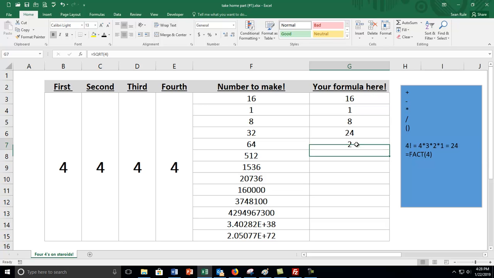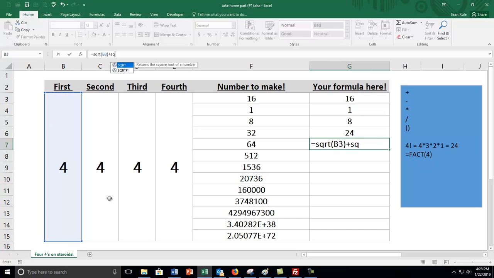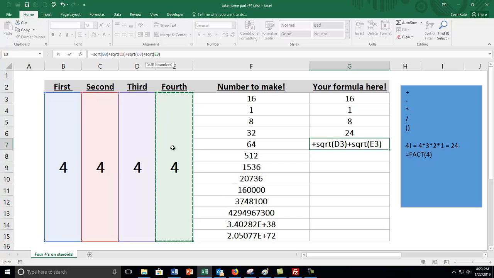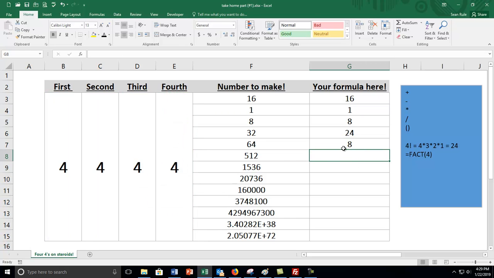So if you're feeling clever, you could realize that you could actually add the square root of that 4 plus the square root of that 4 plus the square root of that 4 plus the square root of that 4. And that's another way to get, I forgot one.